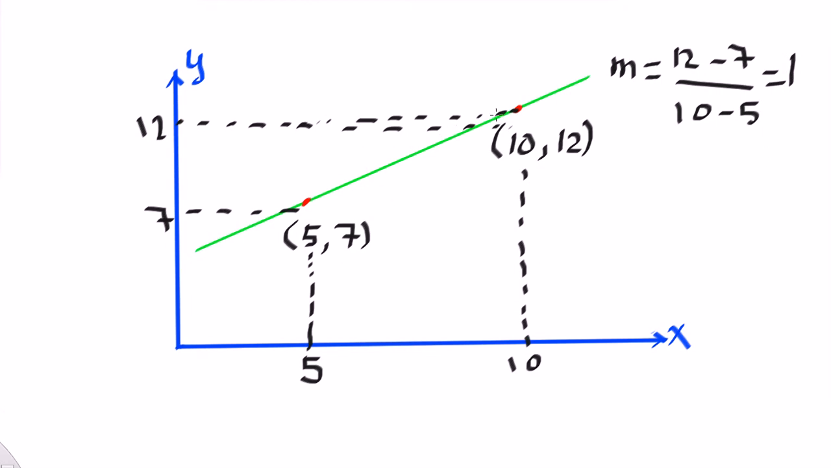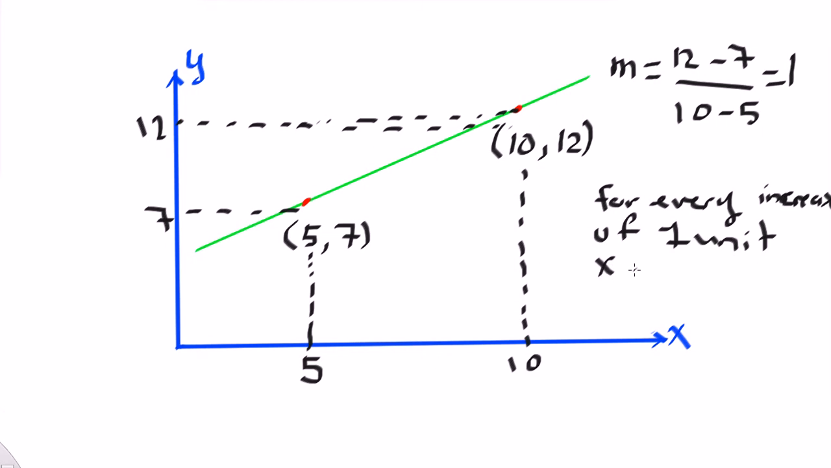So the rate of change is 1, which means that for every increase of 1 unit in x, and that could be centimeters, meters, liters, any mathematical or physical unit, there's also 1 unit of increase along y.